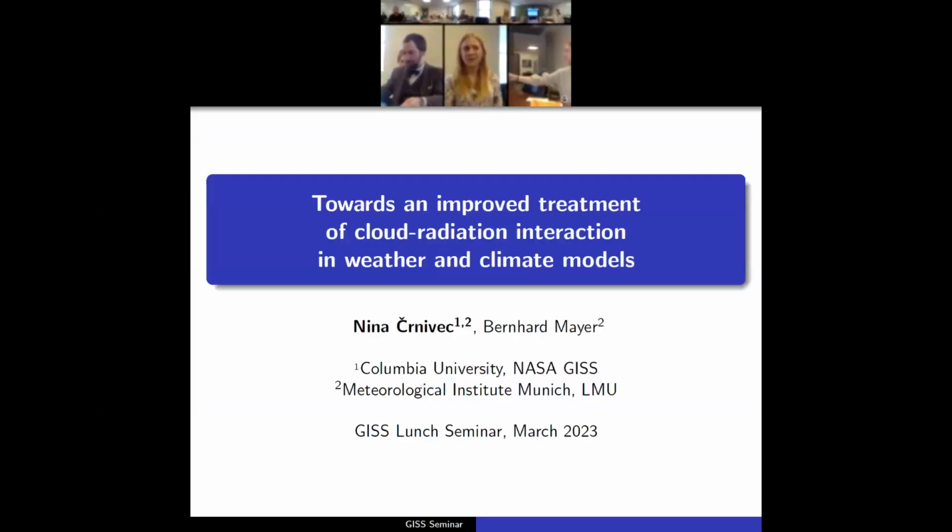We have recently finished a study where we have shown that the latest semi-eclipse models still have problems representing clouds and radiation. And this brings me back to my PhD research, where I was working towards an improved treatment of cloud radiation interaction in weather and climate models.